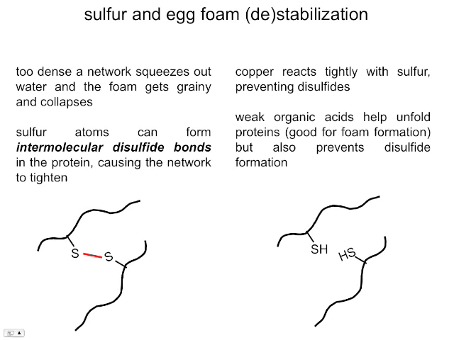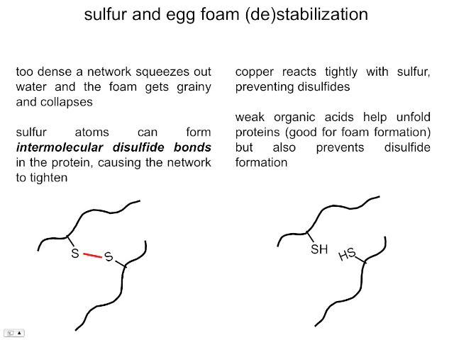So weak organic acids do the same thing. Well, acids can unfold proteins. That's part of the process, but they also protonate those sulfurs, right? So this protonation prevents the disulfide bond formation once again. So twofold effect going on with weak acids.